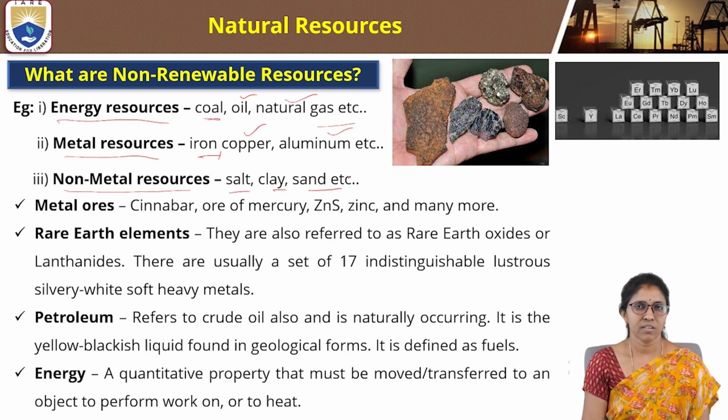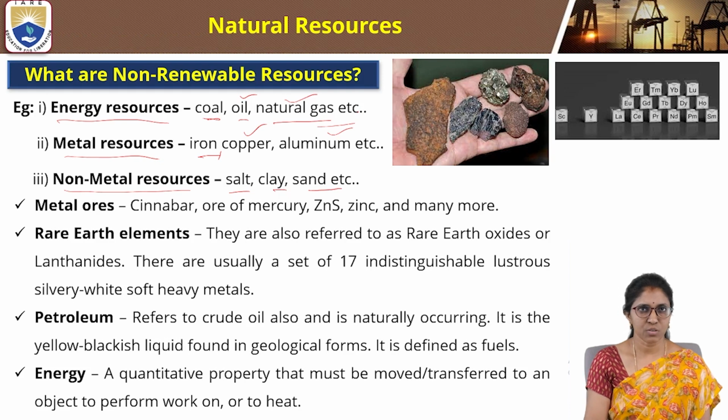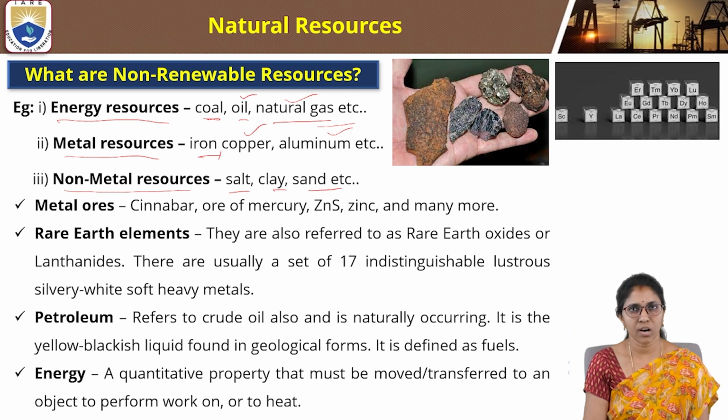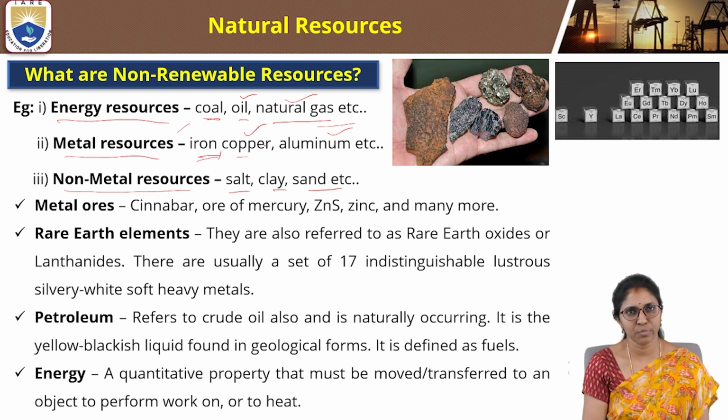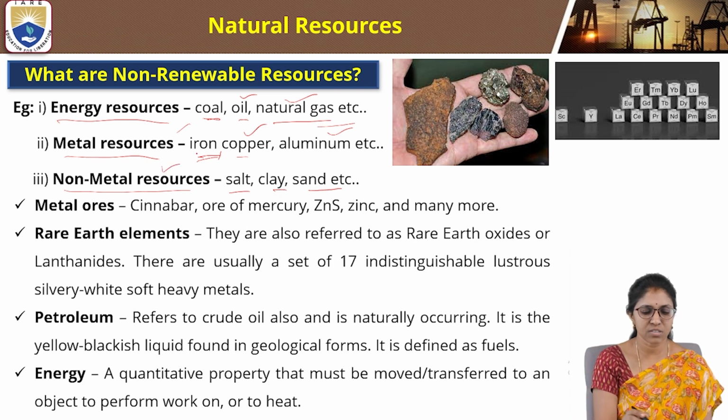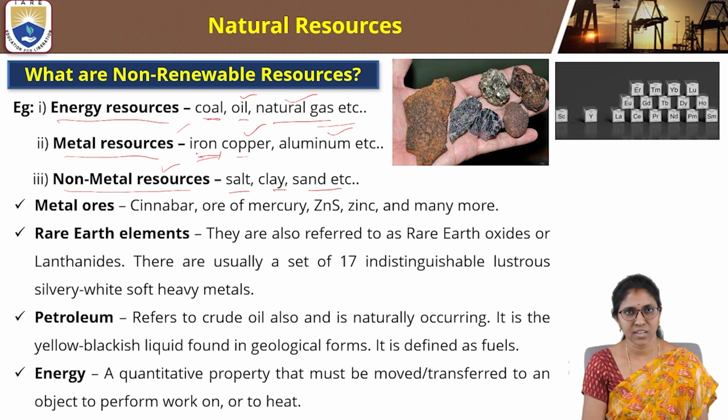These are non-renewable resources. This is again divided into three types: energy resources. Coal, oil and natural gas give us energy, so these are energy resources. Metal resources are iron, copper and aluminum. Non-metal resources are salt, clay, sand, etc.